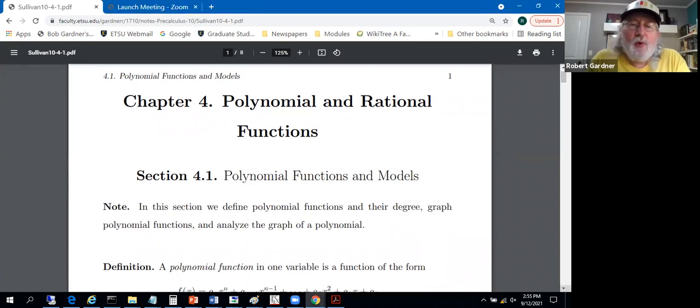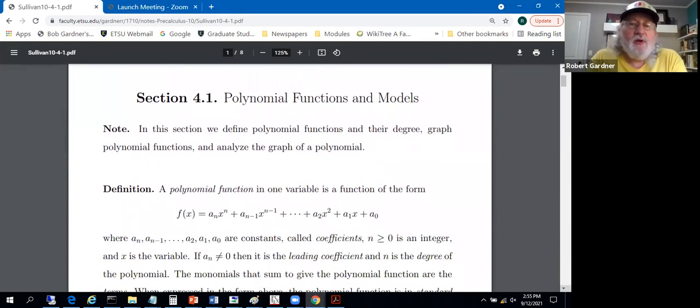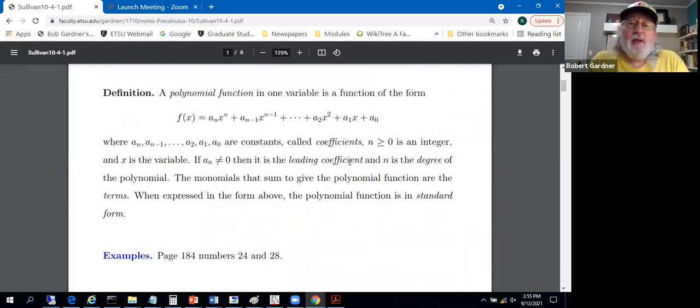But section 4.1, polynomial functions and models. The plan here is to graph. So we're going to consider polynomial functions by definition, their degree, and graph them and analyze the graph of a polynomial. So the big picture is we want to graph polynomials as best we can with the equipment of Precalculus 1. First, a polynomial function in one variable is a function of the following form.